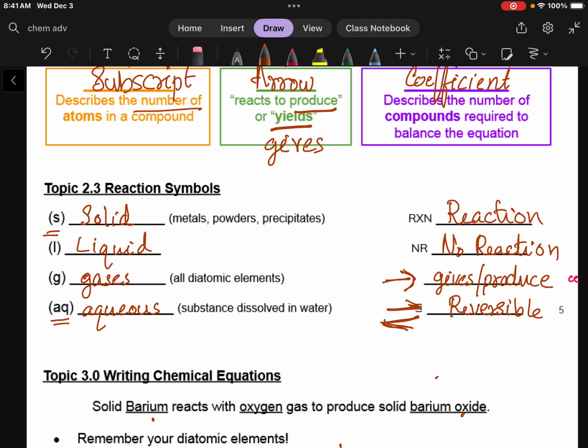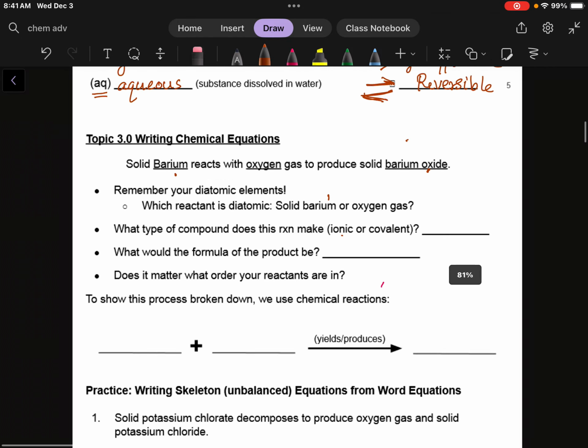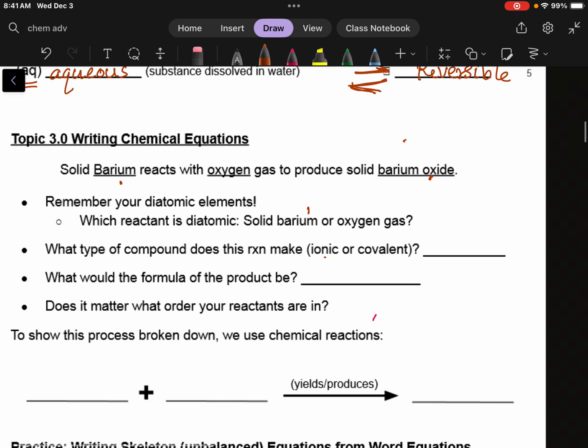Okay, reversible reactions, one example is in our mobile battery or computer battery. When the charge is down, we can recharge it. Okay, they are using a reversible chemical reaction. Okay, that is the basic stuff you need to know.